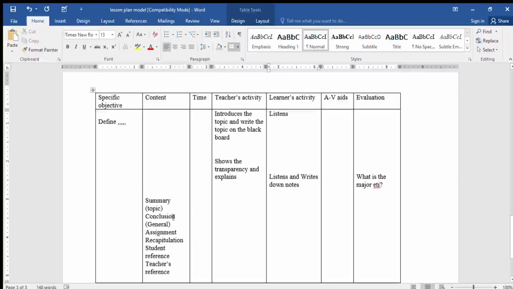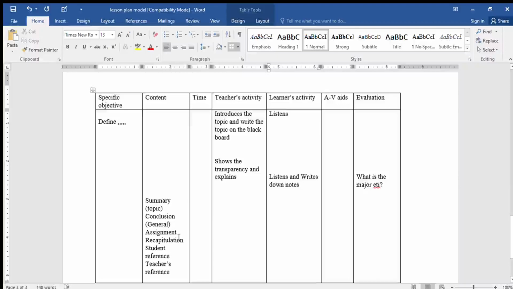Then conclusion. Conclusion is general. General means cirrhosis in relation with health, also in relation with medicine. It's a common disorder which affects the liver, and the common etiological factor is alcoholism. Like that, you can say the general conclusion.